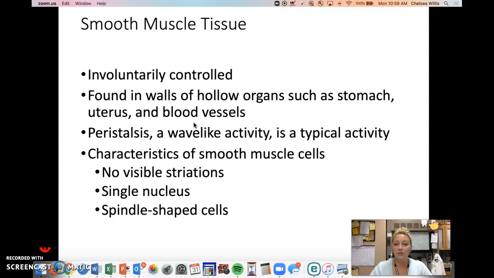It's involuntary. You can't sit here and say, okay, stomach, churn my food faster, make it move faster so that my metabolism can increase. You can't do that, right? So it's involuntary. Where else do we find it? In the stomach, the uterus, the blood vessels. So keep that in mind with the cardiac muscle tissue.